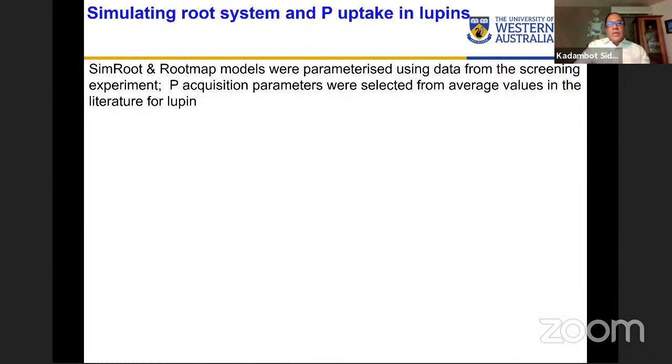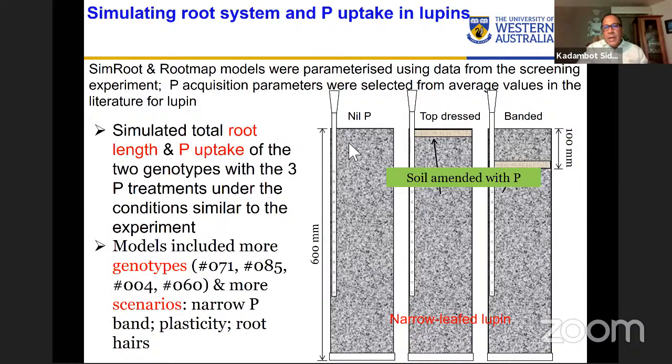So then what we did was simulate the root system and P uptake in lupins. For example, total root length and P uptake on 2 genotypes with 3 pre-treatments: nil phosphorus, top dressed, which some farmers normally practice, and nowadays, many farmers are banding below 5 to 10 centimeters. Then we looked at 3 genotypes, 71, 85, and 4 genotypes, 4 and 60, and more scenarios. And I'll show you how that is going to happen.